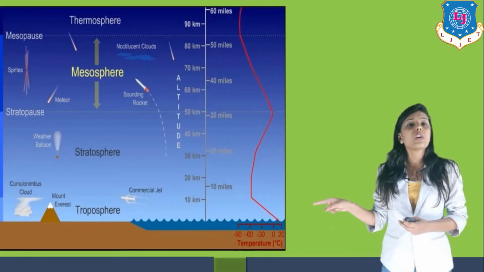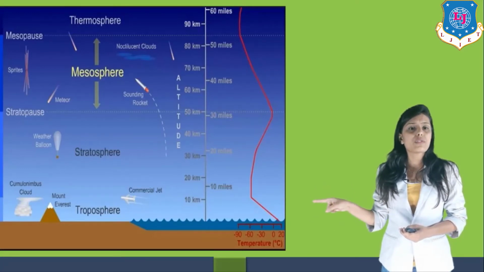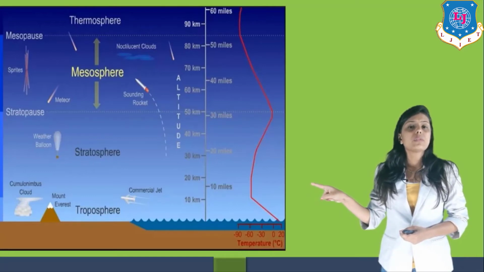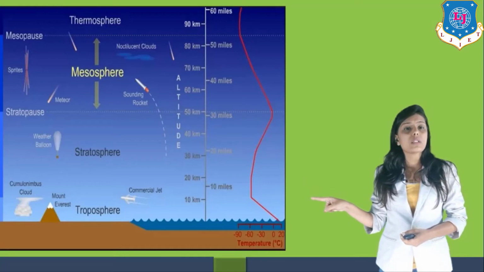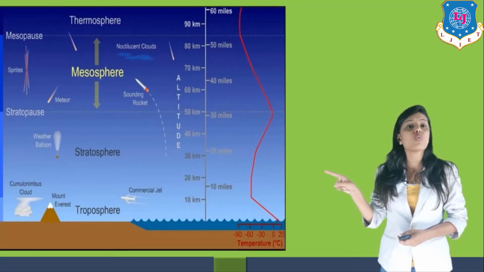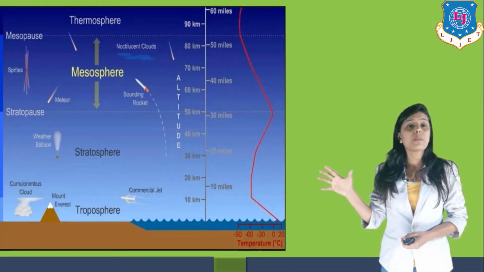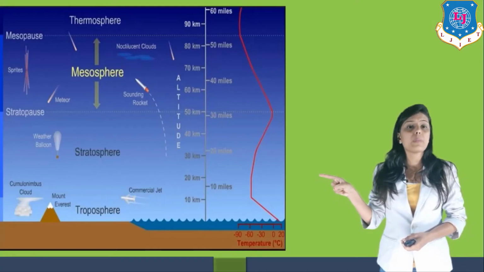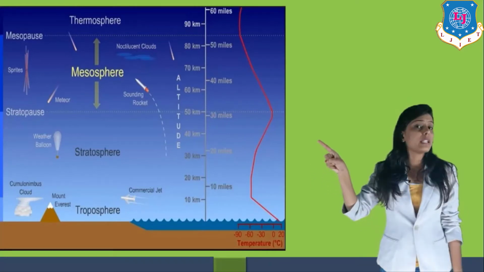Then, as we go above, as the height increases, which layer comes? Stratosphere. Here the temperature drops down, right? But what does the stratosphere consist of? It consists of the ozone layer. What is the ozone layer? The ozone layer absorbs the ultraviolet rays, so it absorbs the heat there. So again the temperature will increase because it is absorbing the heat.